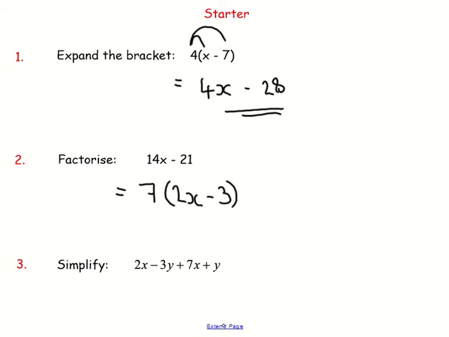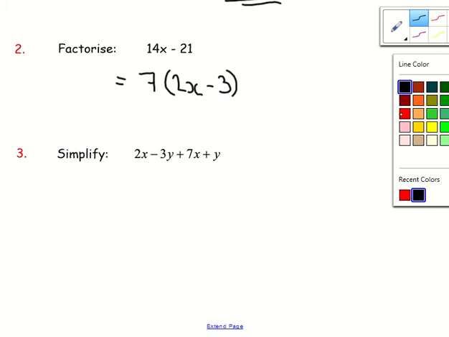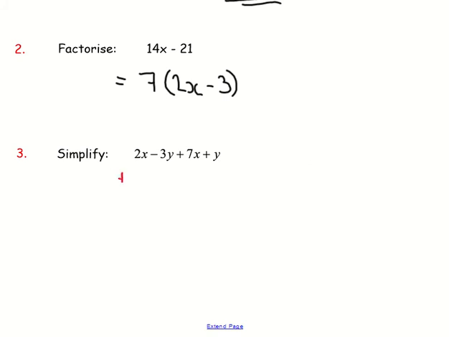And question 3, simplifying 2x minus 3y plus 7x plus y. And I'll do this the long method that we did in class. So 2x means we have 2 positive x's. We have another 7 positive x's. So 1, 2, 3, 4, 5, 6, 7. Okay, so that's all the x's taken care of.